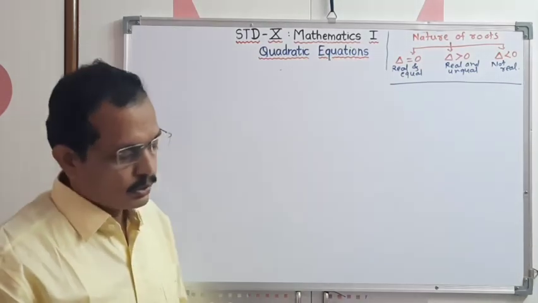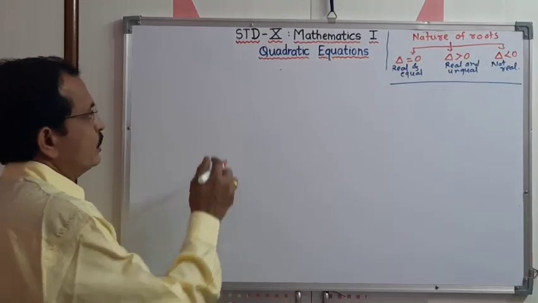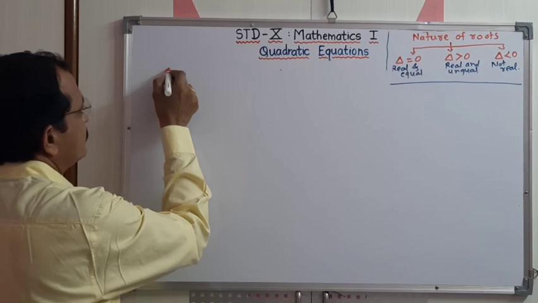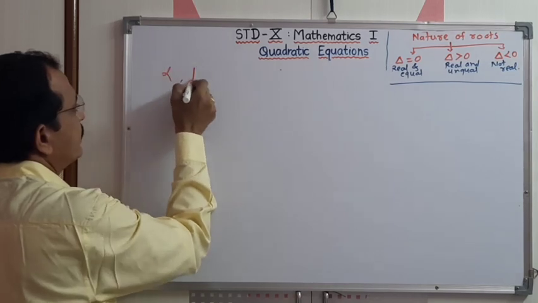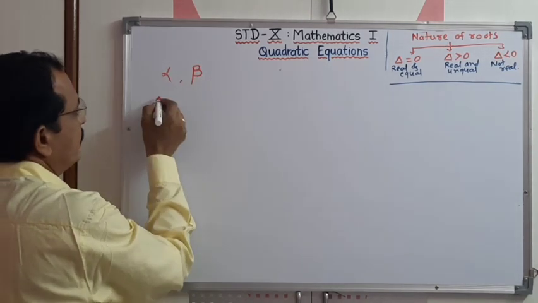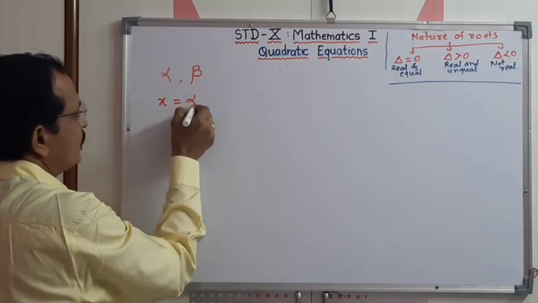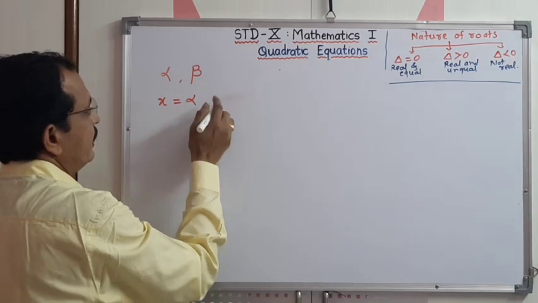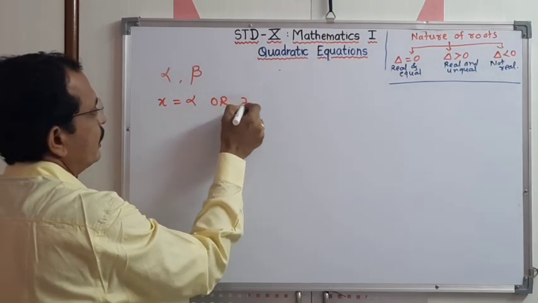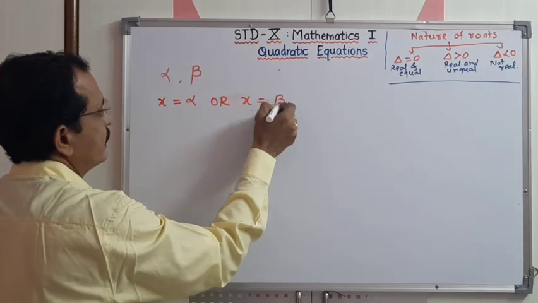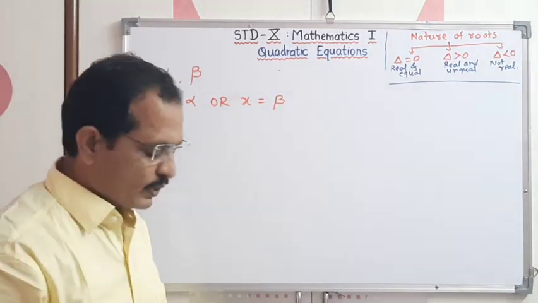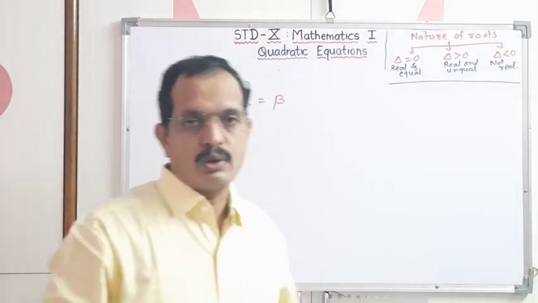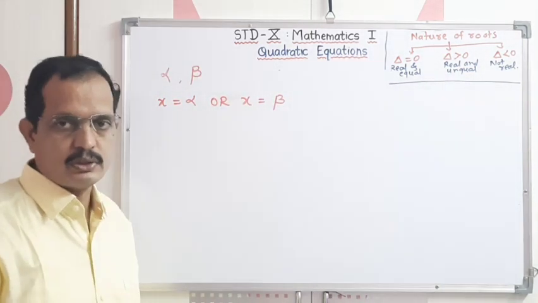That means, all of you know that, suppose roots are given. The first one is alpha and the second one is beta. That means x is equal to alpha or x is equal to beta. That means when roots are given, then from those roots how to frame a quadratic equation.